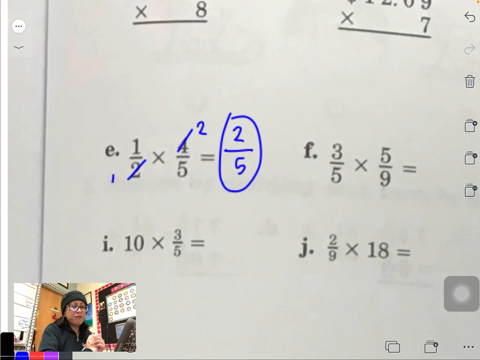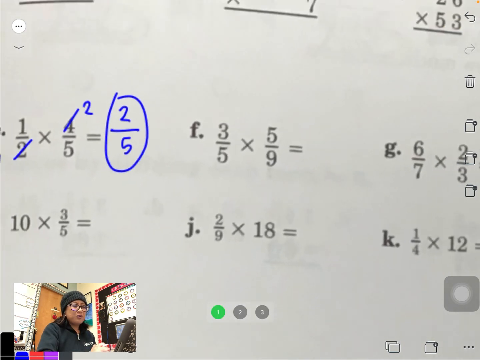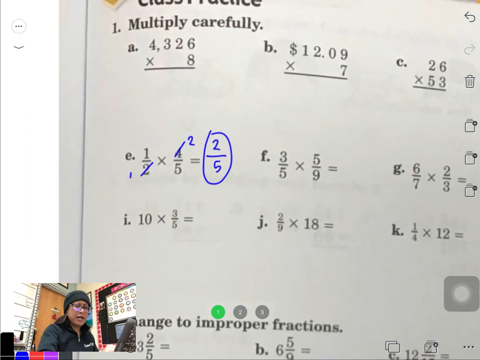F is so fun. Oh my word, I hope you have fun with F because I can see where I can cross cancel. Can you see it? I'm not going to do it with you. I want you to try to figure it out on your own. But if you still need help, let me know at our Zoom meeting. All right, let's look at 1i.